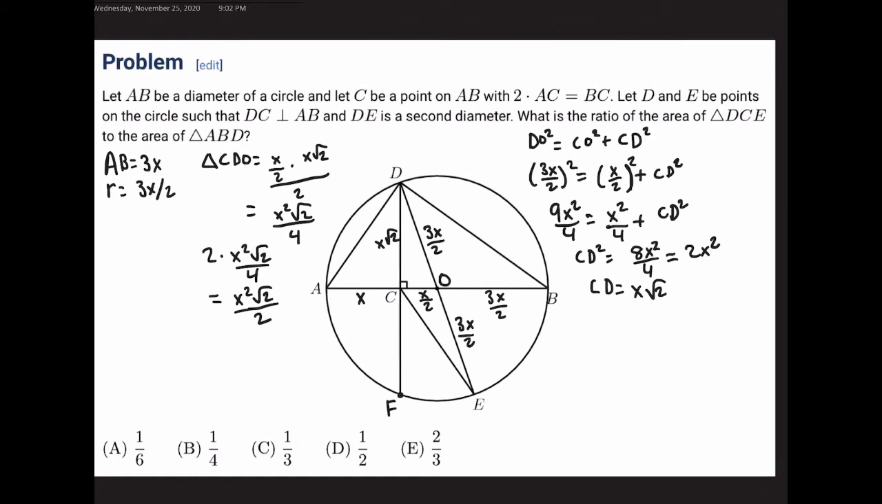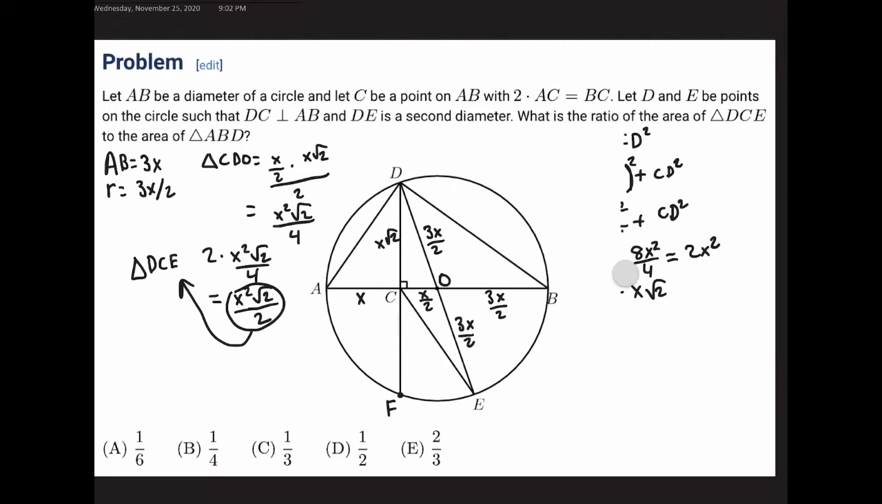Triangle DCE. So now we know this. All that's left in the question is to find out what the area of triangle ABD is in terms of x, and then we can find the ratio and the problem will be done. So, to find the area of triangle ABD.